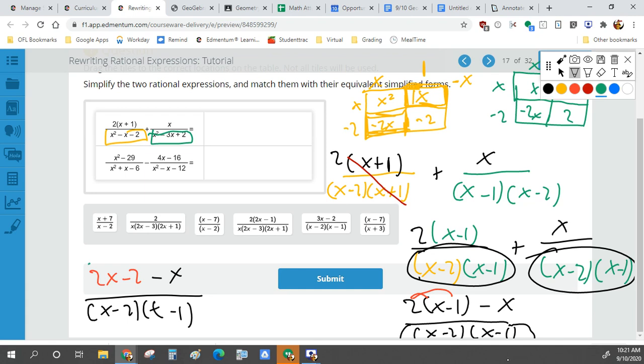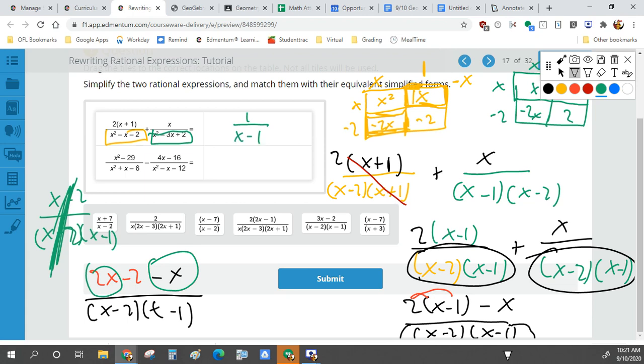Since Nelson liked green, I'm going to go with green. So 2x minus x, that's going to be x minus 2 over x minus 2 times x minus 1. Oh, wait. This x minus 2 are the same. I can cancel them out. So I'm going to leave a placeholder 1 on the top, and there's going to be x minus 1 at the bottom.